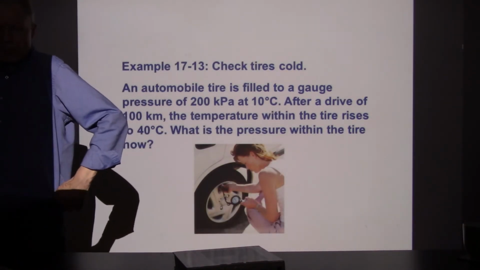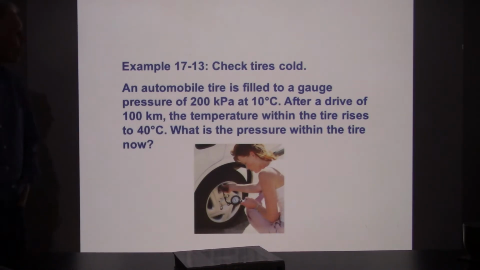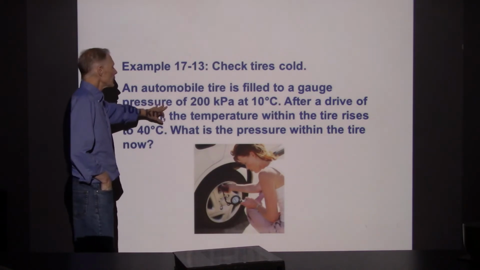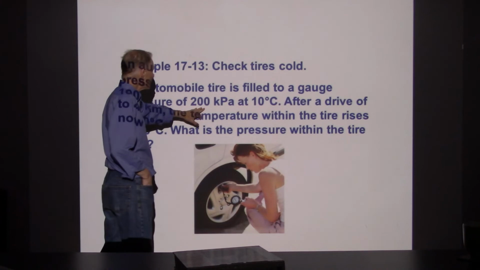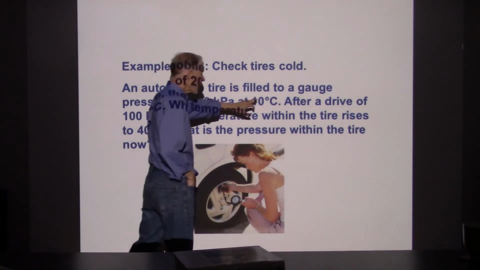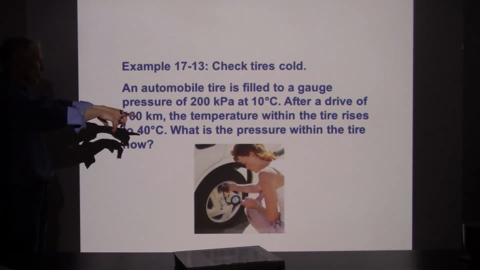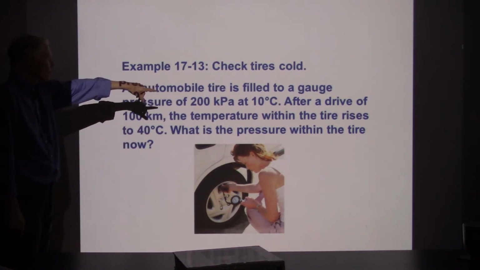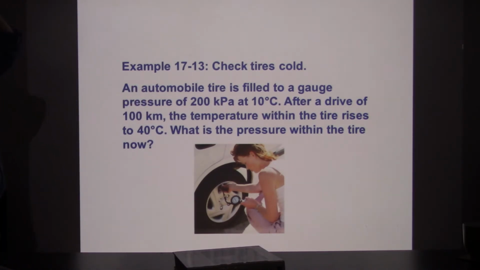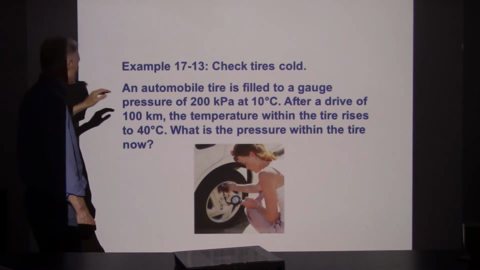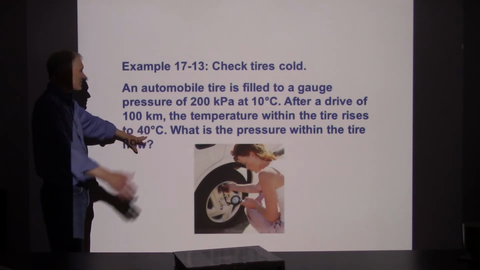All right, you're ready to check your tires and find out what pressure is inside. So we've got an automobile tire. It's filled to a gauge pressure of 200 kilopascals. That's at 10 Celsius, so it's kind of chilly outside. This person should put a jacket on or something. After a drive of 100 kilometers, the temperature has gone up to 40 Celsius.